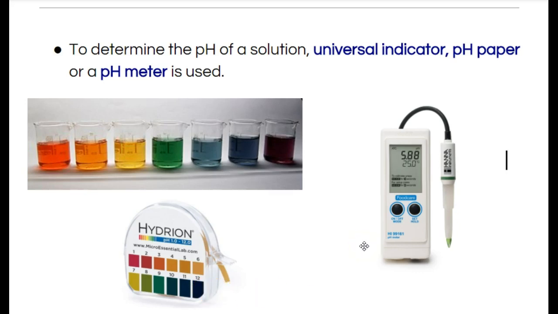But if I wanted to be even more precise, even to decimal places, then I can use something called a pH meter. And so the pH meter is just a digital device that has a little electrode on the bottom, and it measures electrical conductivity to a certain extent, and that helps me to identify the pH of the solution. So those are 3 different tools that can help me to identify how acidic or how alkaline a solution is.